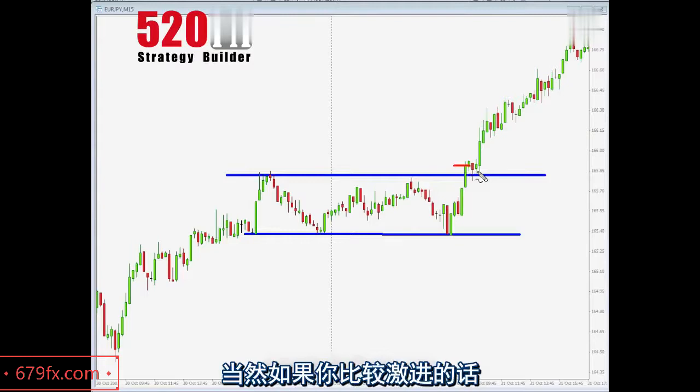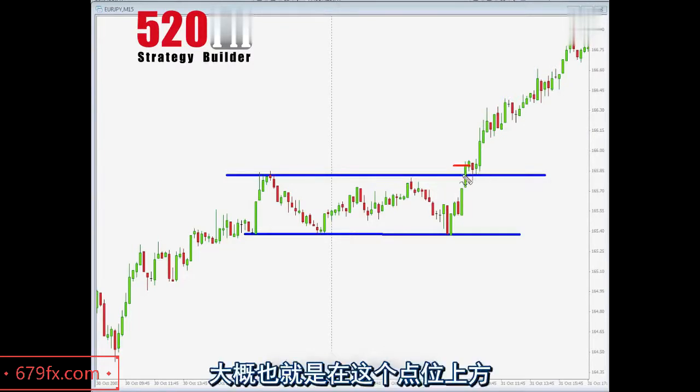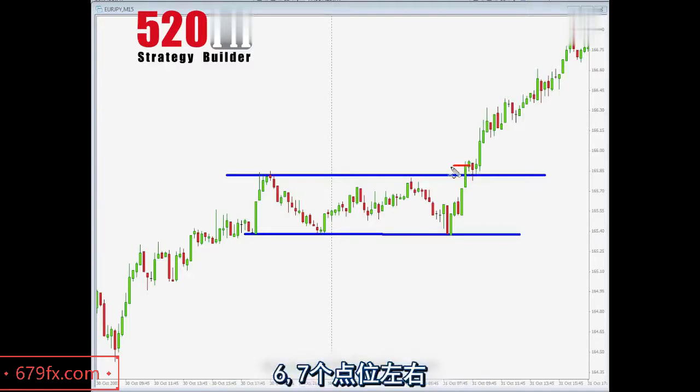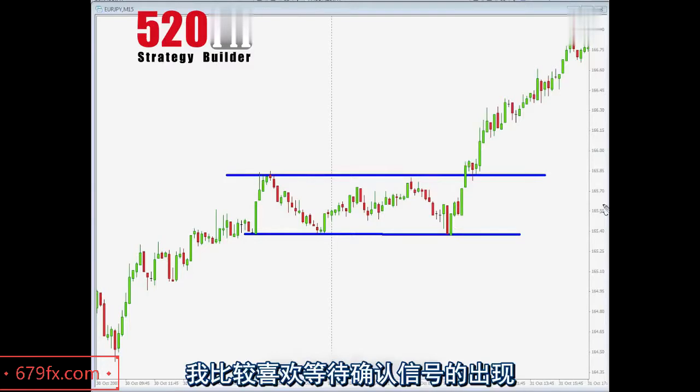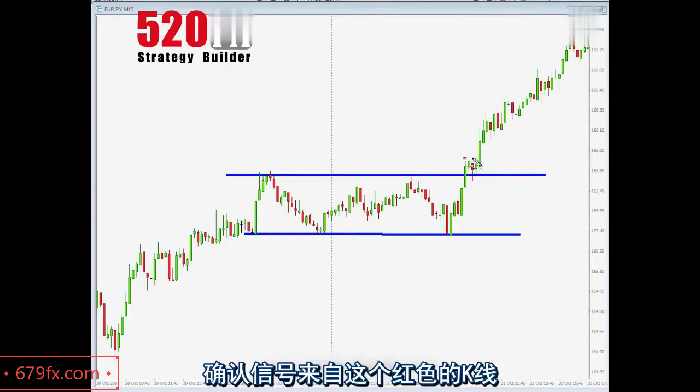If you want to be aggressive with your entries, by any means go ahead and enter the market just as the breakout takes place, perhaps 5-10 pips above the range top, somewhere around there. That's not the way I personally do things. I like to wait for confirmation. The confirmation comes in the shape of a red bar.